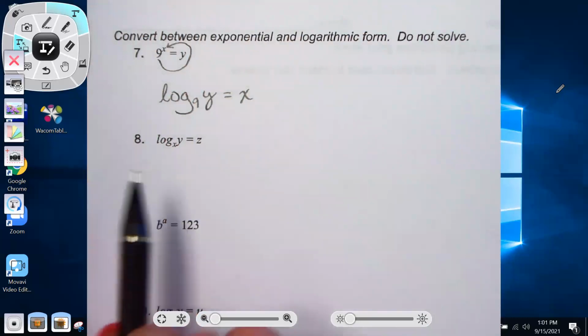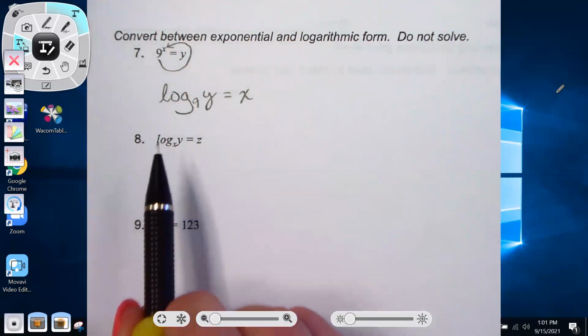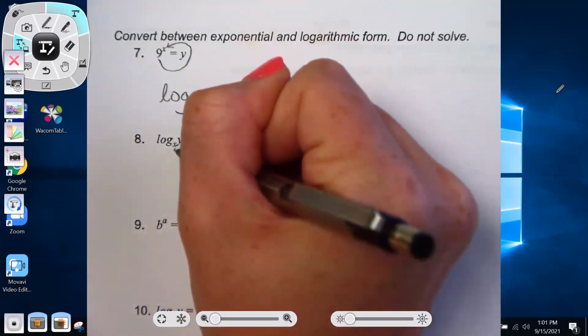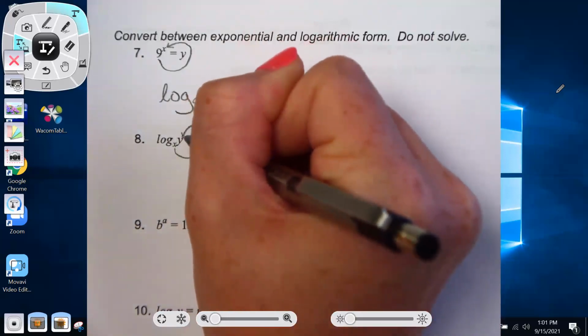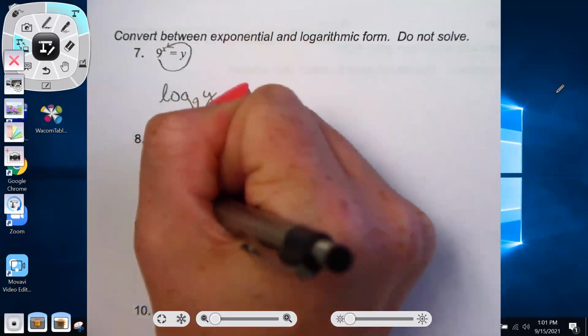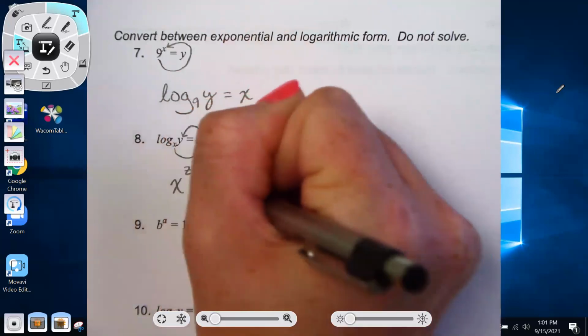On number 8, it's already in log form, so we want to change this to exponential form. Use the loop trick by starting at the base, which is x. Draw a counterclockwise loop around to y. And we're changing this out of log form, so we don't write log, we just follow our loop. x to the z power equals y.